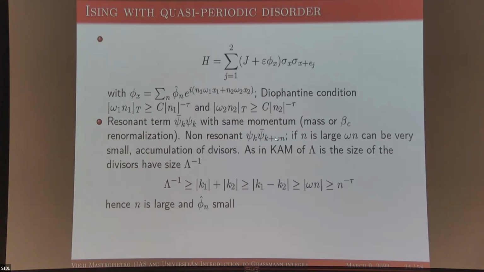You have an accumulation of small divisors, but you use the fact that it's true that omega n can be very small, but then n must be very large. But does this use Grassmann variables? You don't need Grassmann. Yes, I always need.